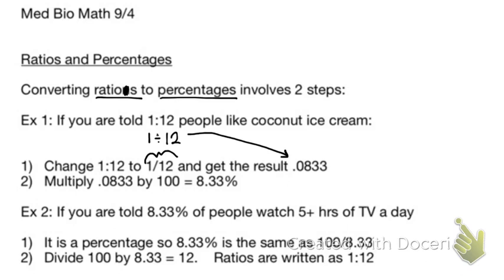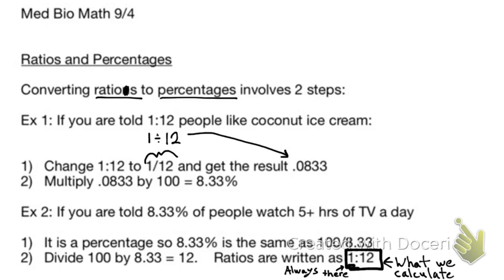Ratios are always written as 1 in something. So when we divide 100 by our percentage and get 12, our ratio is 1 in 12 people watch 5 or more hours of television a day. The 1 is always there. The 12 is what we calculate.